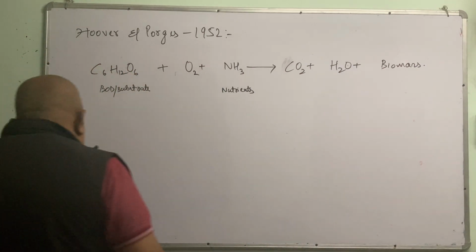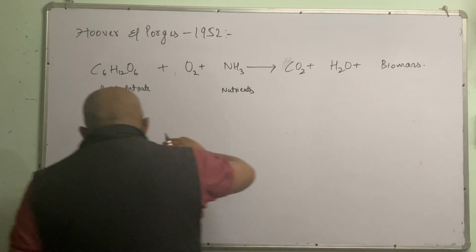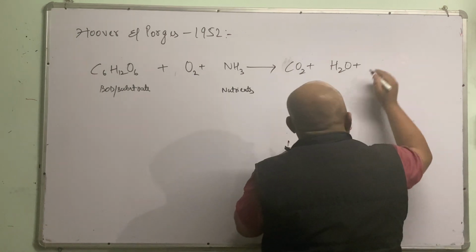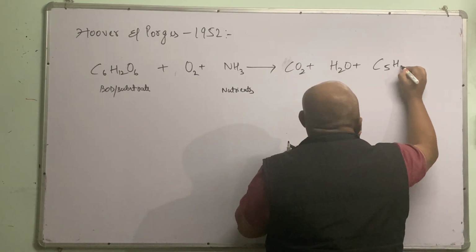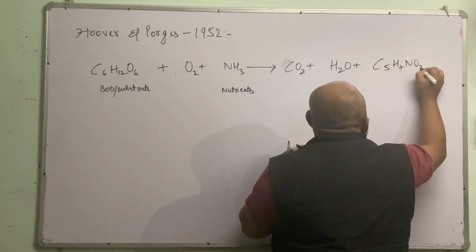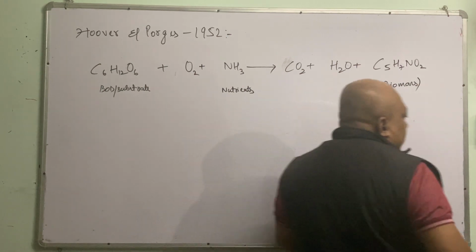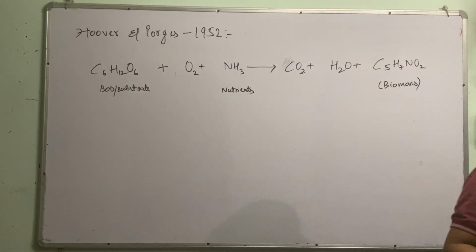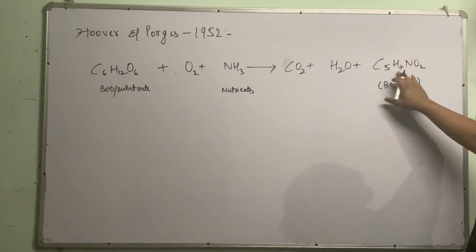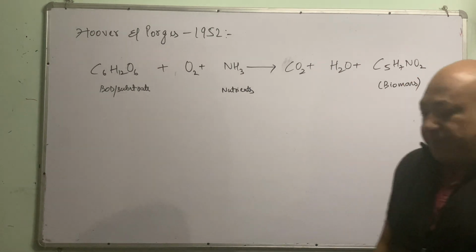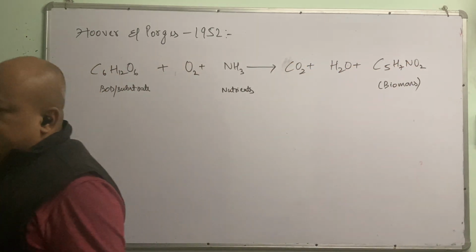So this sludge, instead of biomass, what we call is C5H7NO2. So this denotes the biomass. Whatever biomass is coming, when we try to see the molecular structures of microbes, Hoover and Porges consider that it is 5 molecules of carbon, 7 molecules of hydrogen, nitrogen, and O2. This simplifies the biomass. This is as per the research studies.